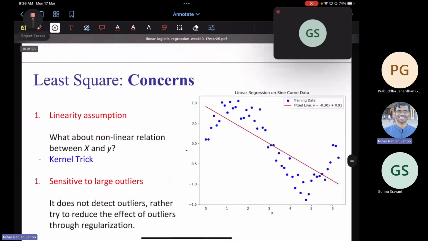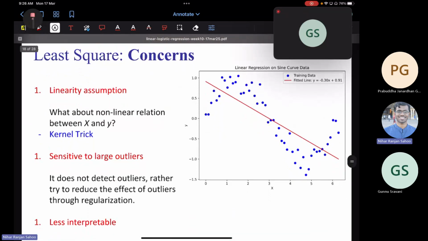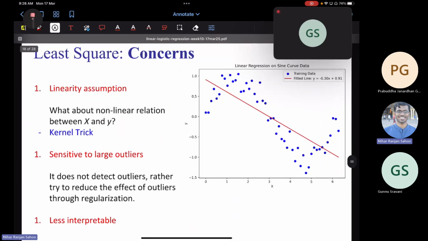Overall, least square regression has some broader concerns. One is that we're assuming we are capturing only a linear relation. What if we have a non-linear relation between x and y? This is a sine curve, right? This should be our actual prediction, but we are predicting this. So how do we handle this?